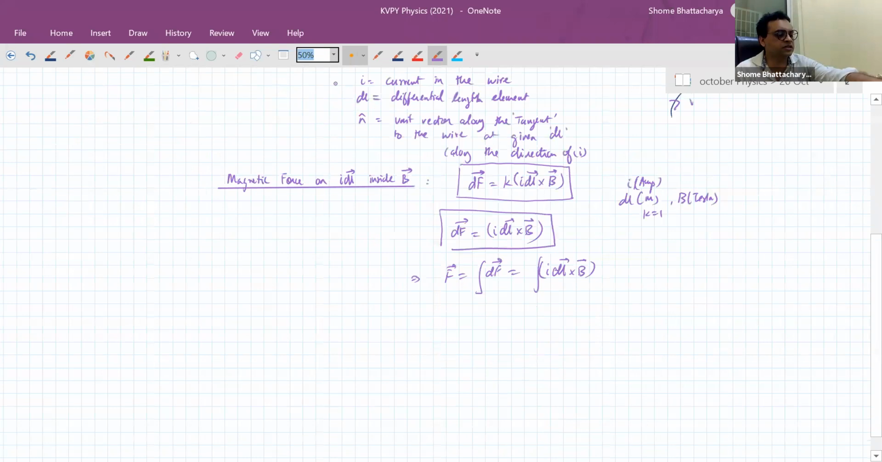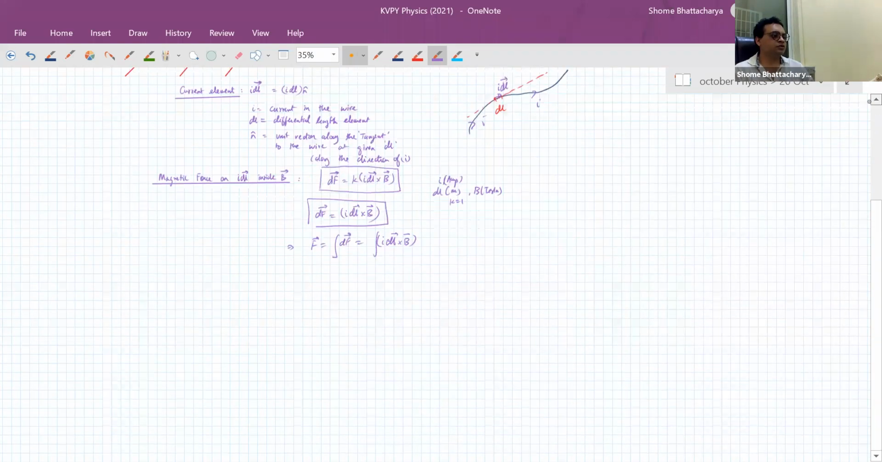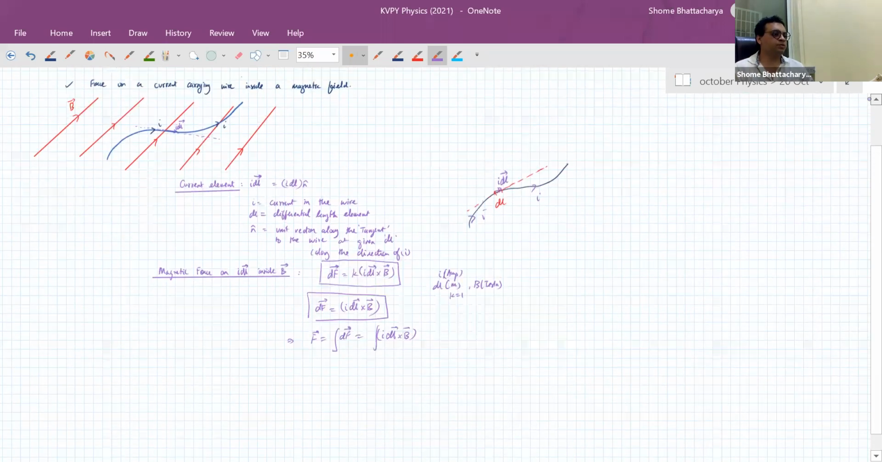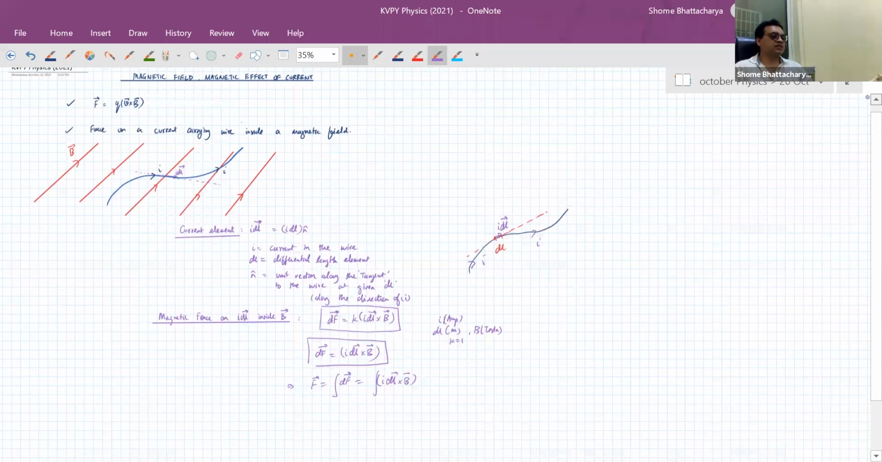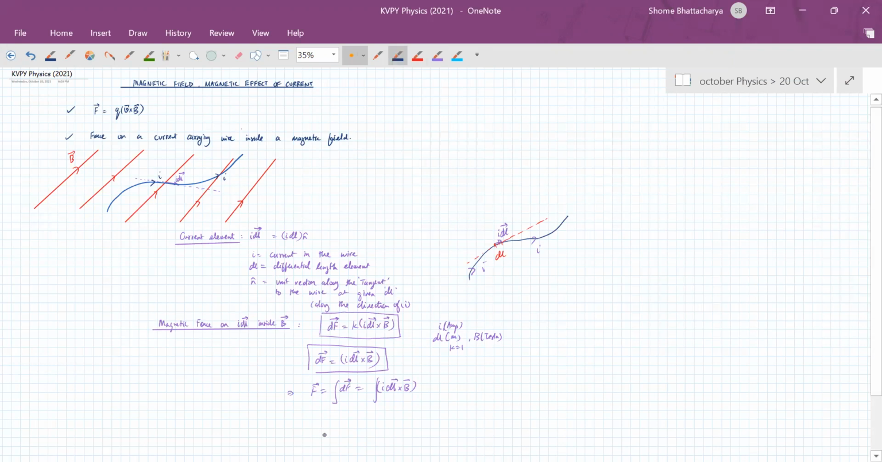Okay. So this is an important formula for us, and even more important than this formula itself is going to be the application of this formula in two very important cases. One is a straight wire carrying current inside a perpendicular magnetic field, and the other is going to be a circular loop of current, again inside a magnetic field. So we're going to come to those things.